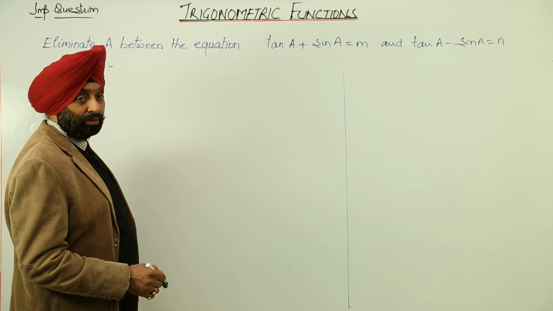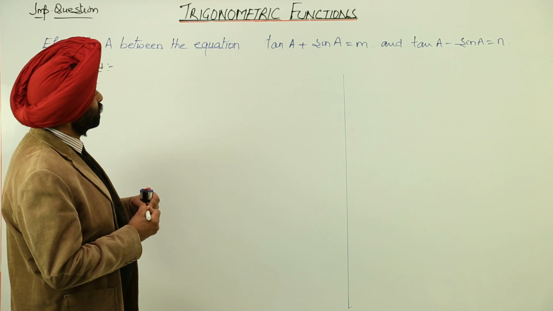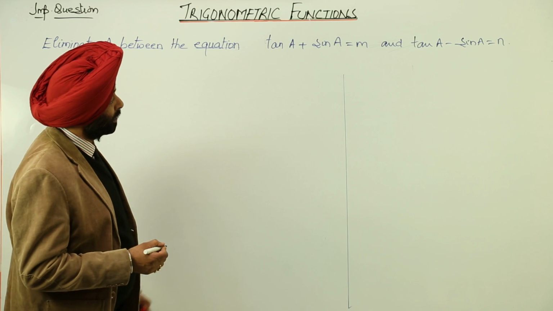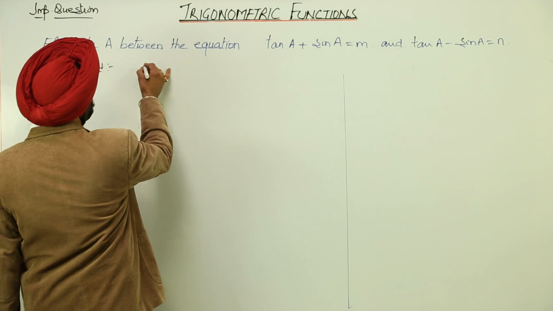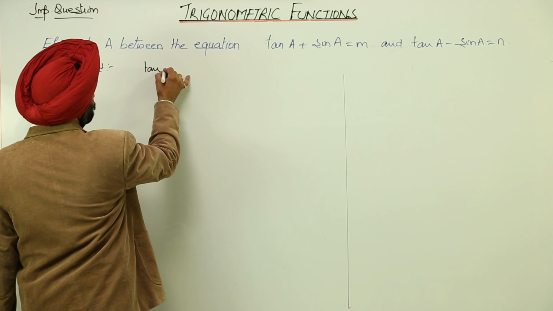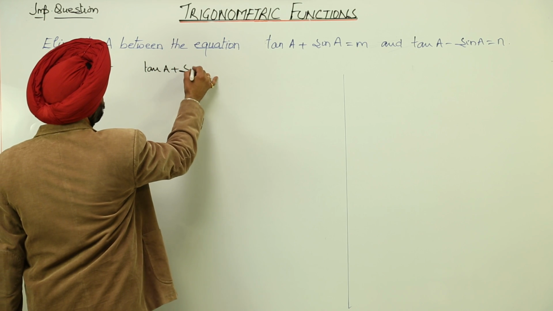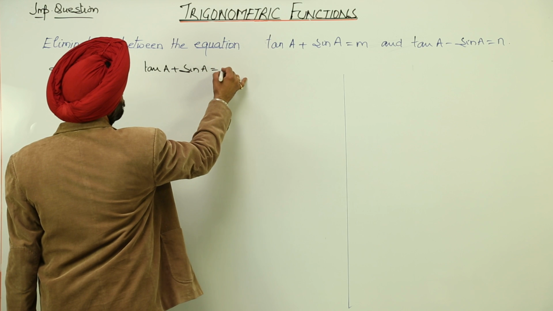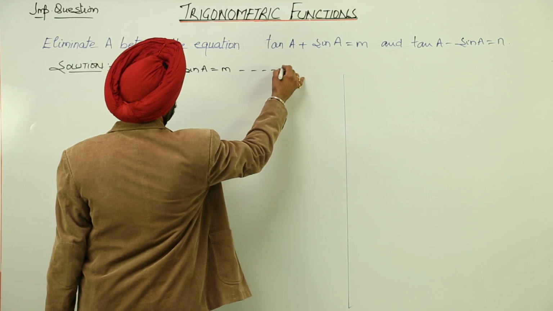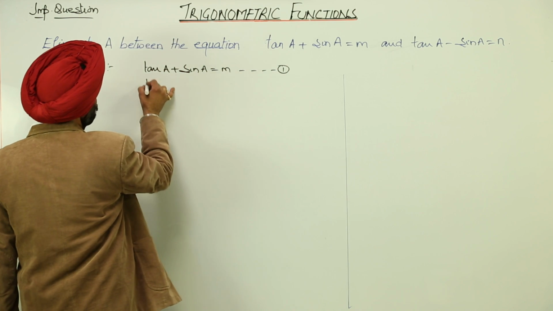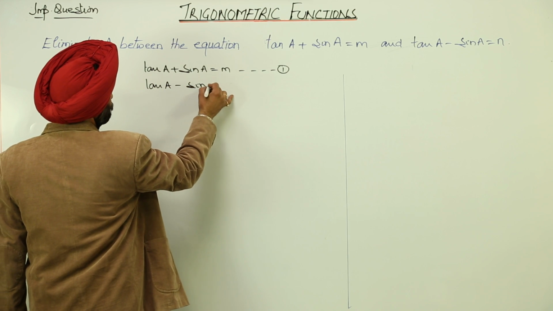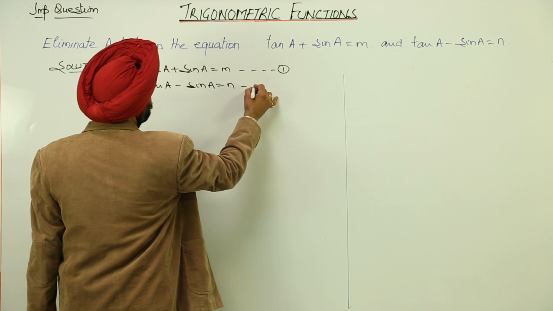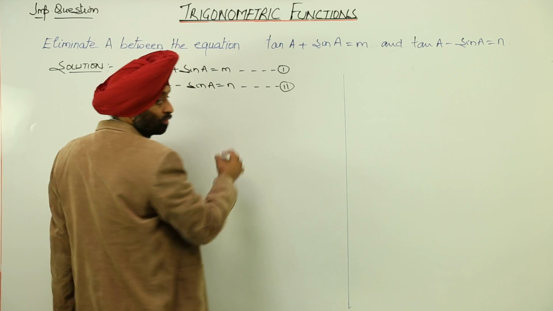Now eliminate a between the equations tan a plus sin a is equal to m and tan a minus sin a is equal to n. Now tan a plus sin a is equal to m, equation 1. Tan a minus sin a is equal to n, equation 2.